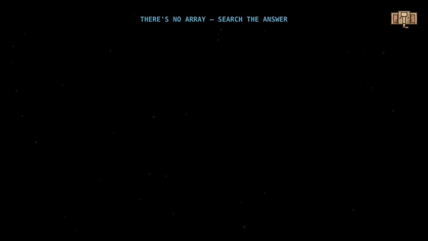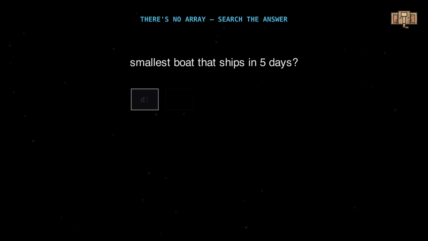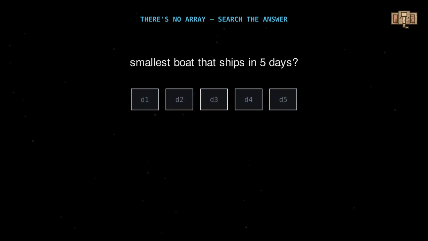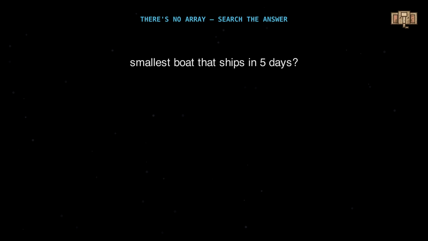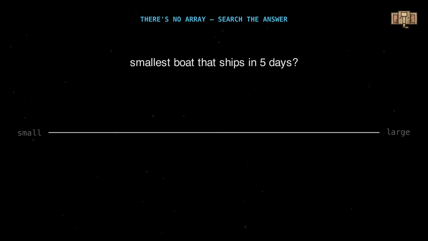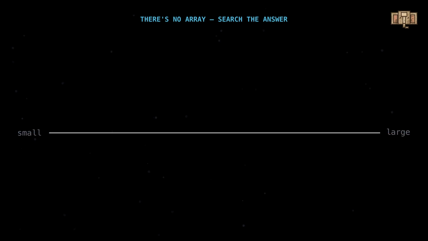Now the half almost no one is taught, where binary search stops being an array trick and becomes a way of thinking. New problem. You ship packages in order across 5 days, and you want the smallest boat that still finishes on time. There is no array anywhere in sight to search. But look harder. There is a sorted line hiding in the question. Every possible boat size from smallest to largest. Ask each boat one simple question. Does it finish in time?